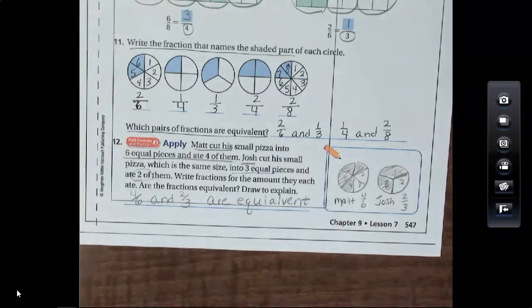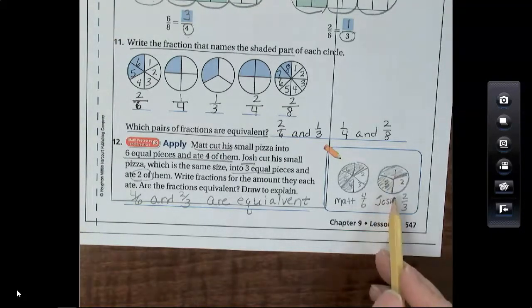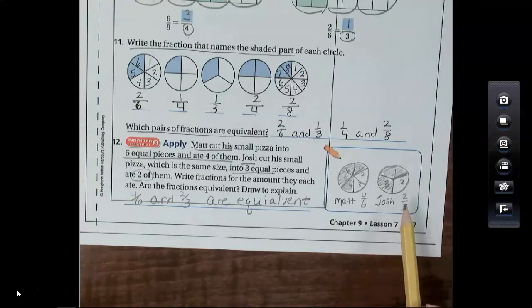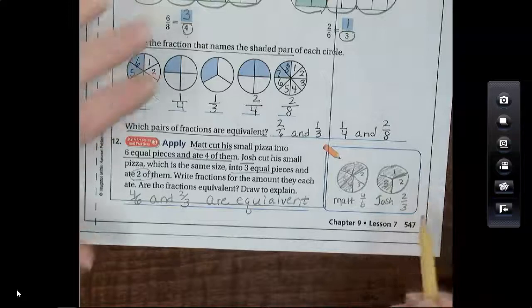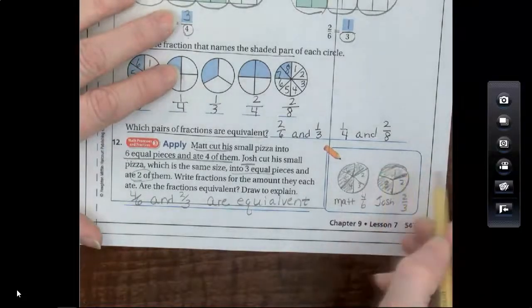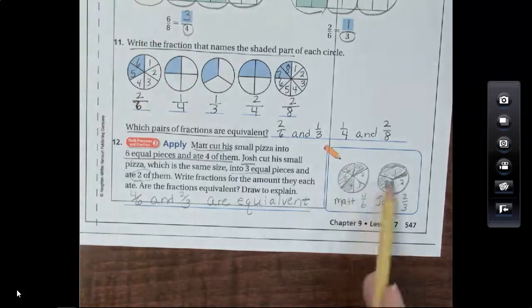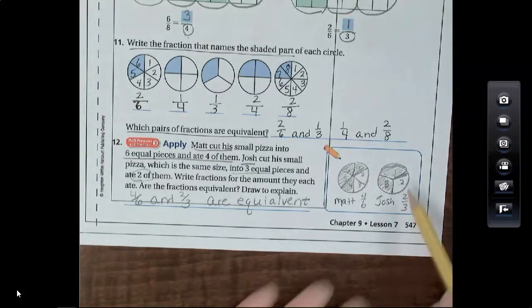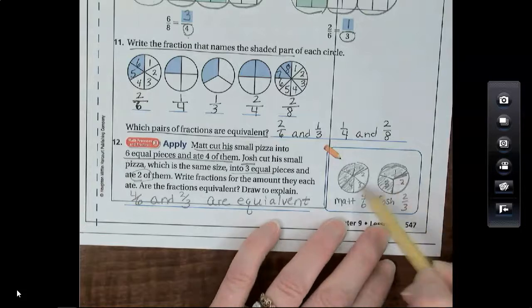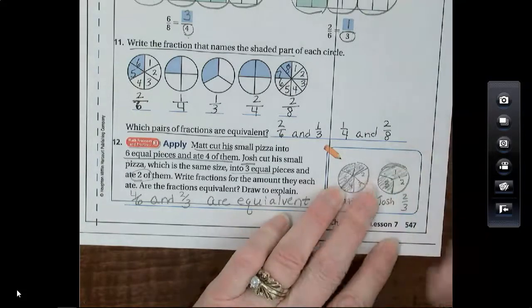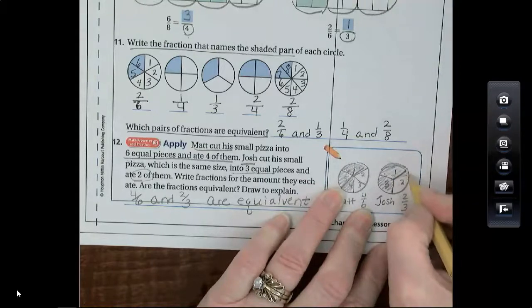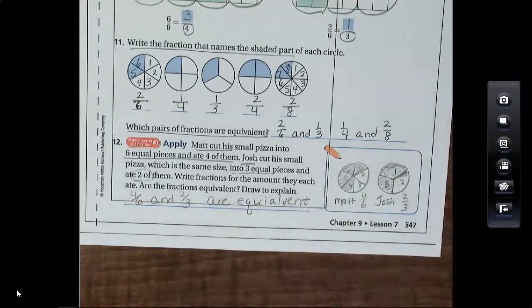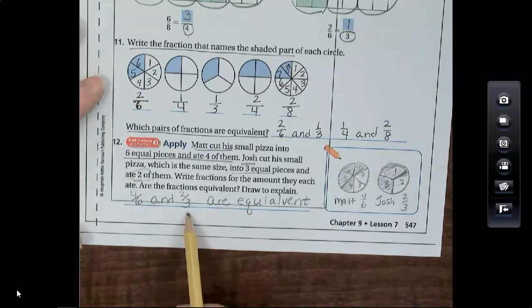So anytime you draw candy bars, rectangles, squares, circles, draw them as close as you can to the same size. Mine weren't exactly the same size, but as close as I could get. And this amount would equal this amount. Maybe my circle should have been a little taller, but as close as I could get, and it showed that they were equal because the same amount was eaten, and the same amount was left on the pizza. It's hard to get it perfect, but they ate the same amount. 4/6 and 2/3 are equivalent.